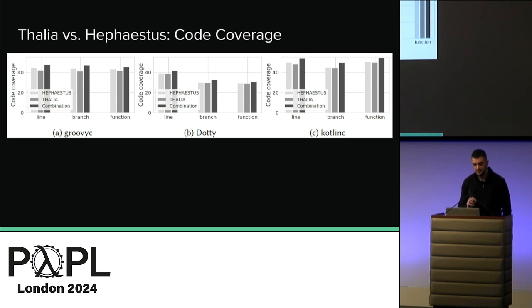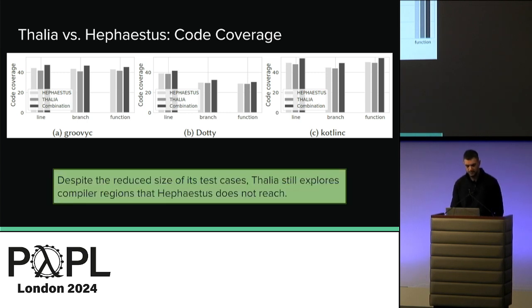The takeaway here is that Hephaestus achieves higher coverage because it contains more complex programs with definitions, new classes. So Thalia's programs do not introduce new definitions. They contain just expressions. But the key takeaway here is that despite the reduced size of its test cases, Thalia still explores compiler regions that Hephaestus does not reach.